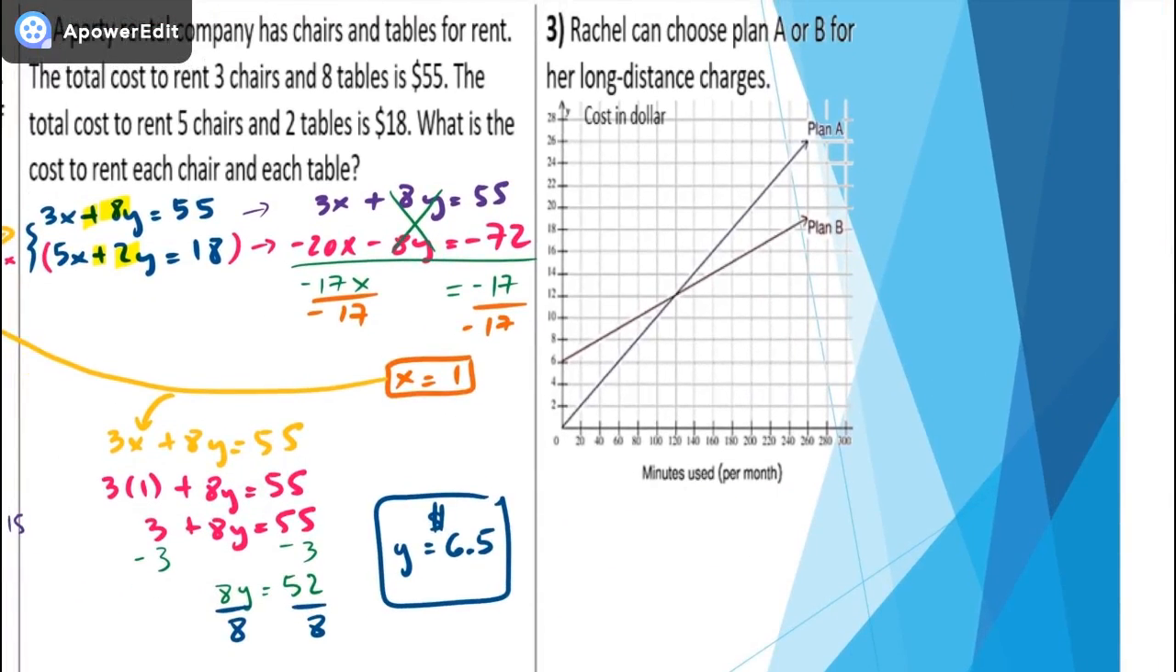Number 3, Rachel can choose plan A and plan B for her long distance charges. So there's plan A and plan B in the graph. So we're going to interpret the intersection. They cross at the point (120, 12). Okay, so what does it mean?